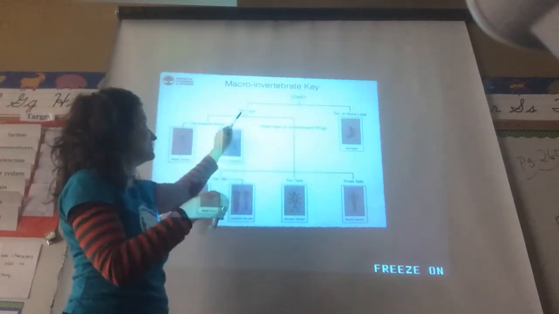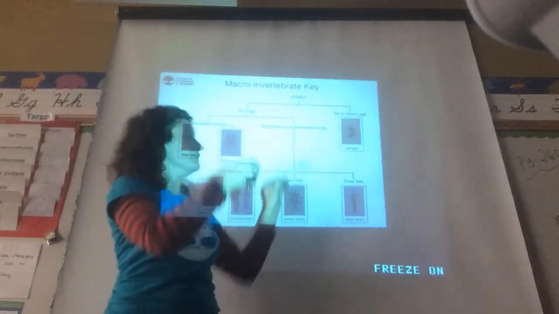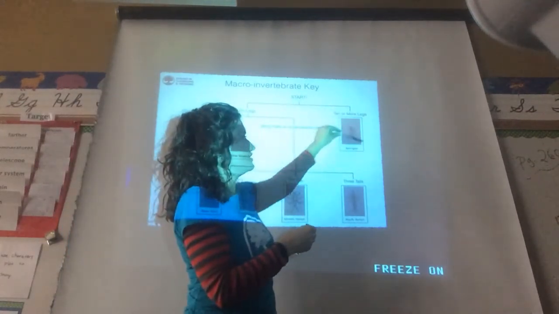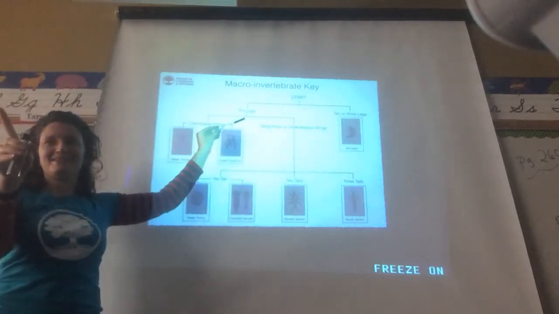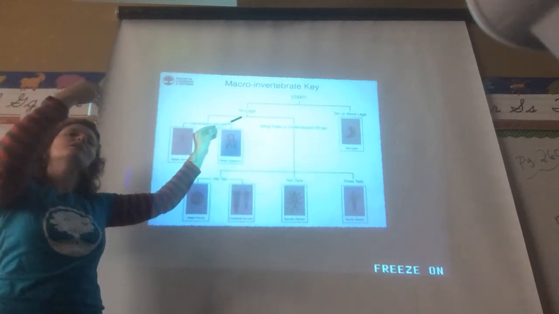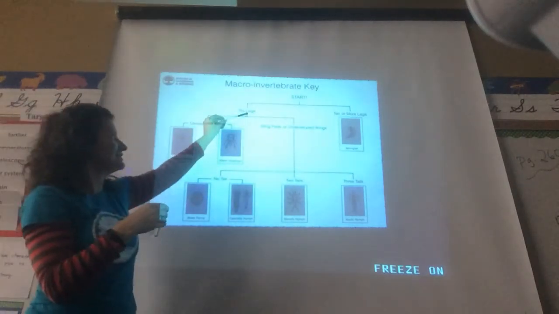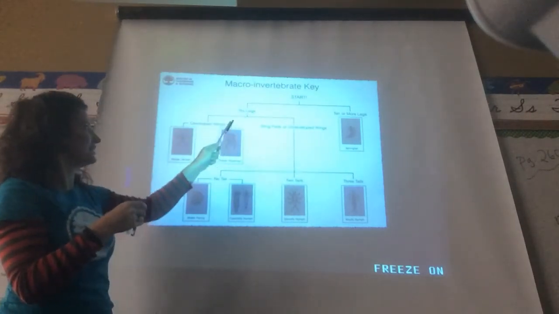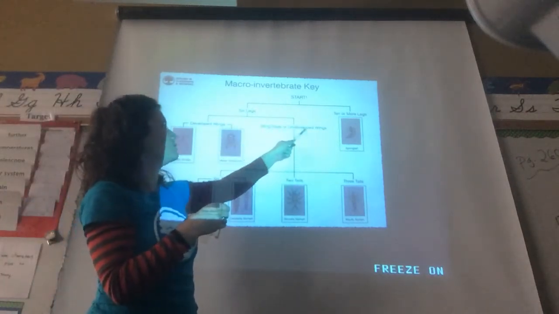So in this case, I'm going to ask myself, does my macro have 6 legs or 10 or more legs? If it had 10 or more legs, I would know that it's the springtail. But it's not that easy. Mine has 1, 2, 3, 4, 5, 6 legs. Okay, so mine has 6 legs. Now what do I ask myself next? Developed wings or wing pads or undeveloped wings.